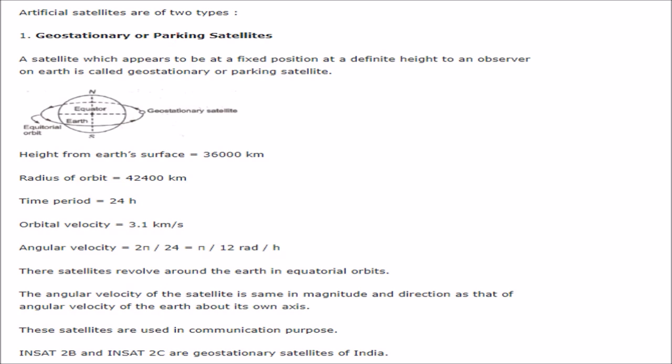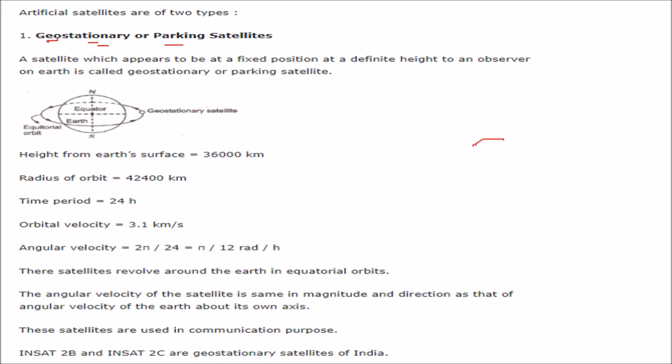Artificial satellites are of two types. Geostationary, we also call it a parking satellite. Geo means Earth, stationary means stationary with respect to Earth. So a satellite which always appears to be at a fixed position at a definite height to an observer on Earth is called a geostationary or parking satellite.